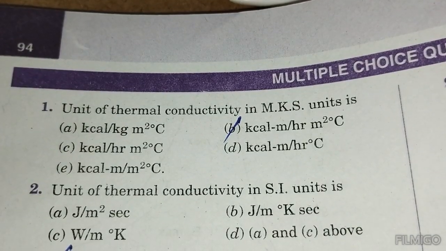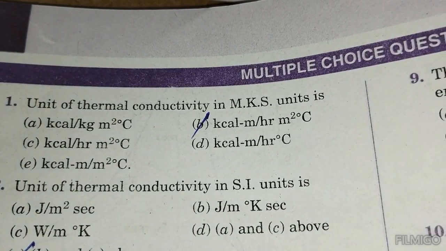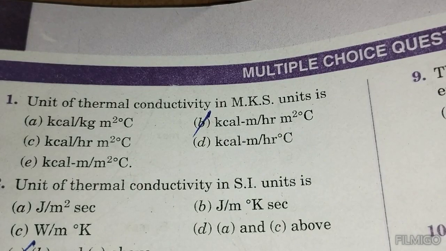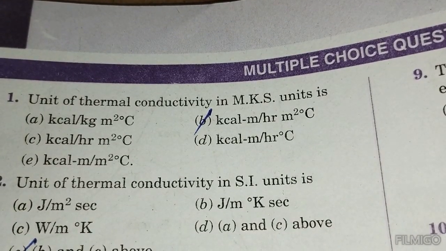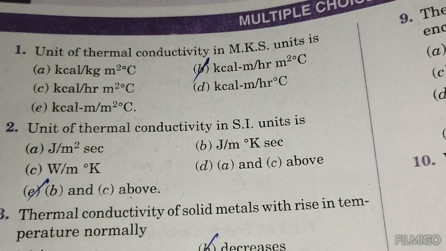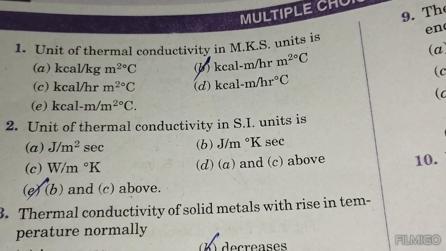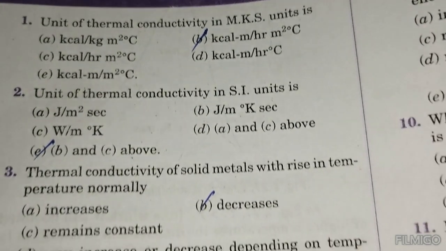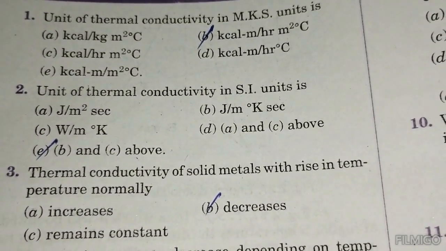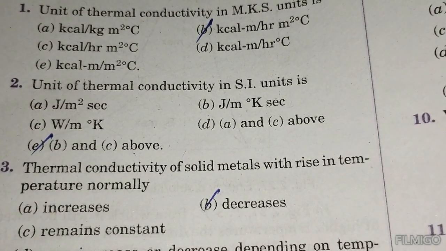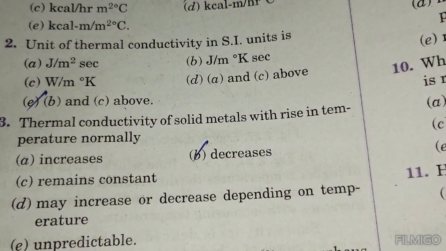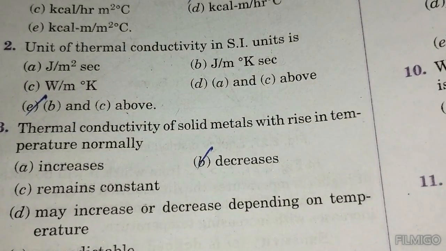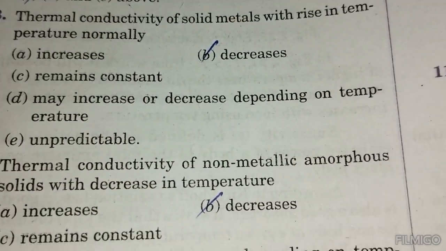Thermal conductivity in MKS units is kilocalories per meter per hour per degree Celsius. The unit of thermal conductivity in SI units is joule per meter Kelvin second, or watt per meter Kelvin. Thermal conductivity of solid metals normally decreases with a rise in temperature.